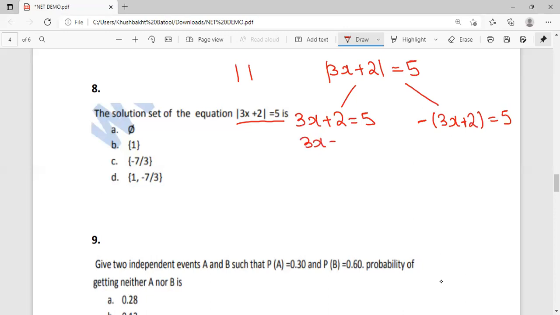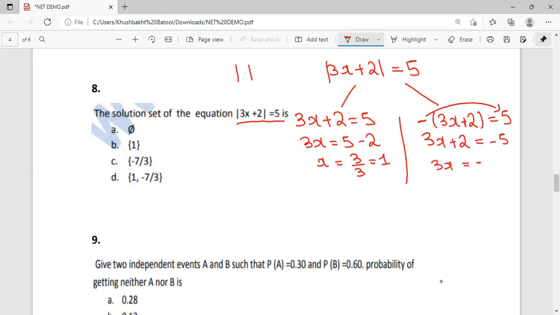This is 3x equals 5 minus 2. So x would be 3 by 3. So this is 1. And here you can say 3x plus 2. You can take this minus sign to that side directly, and you will get minus 5. 3x equals minus 5 minus 2. So x equals minus 7 by 3. So you are getting x equals 1 and x equals minus 7 by 3. So D is the answer, right?